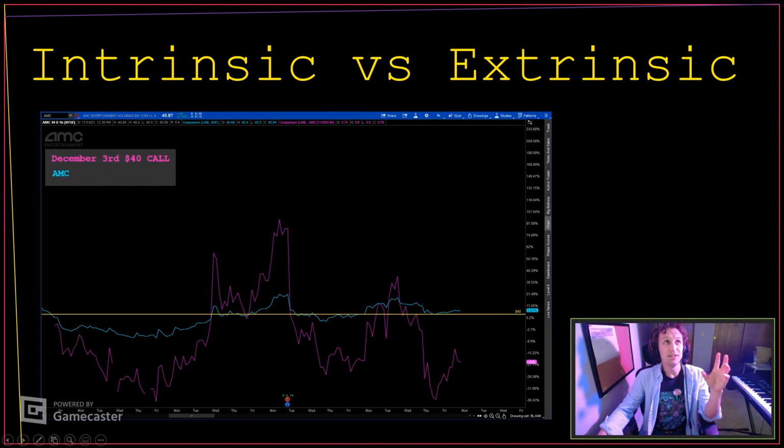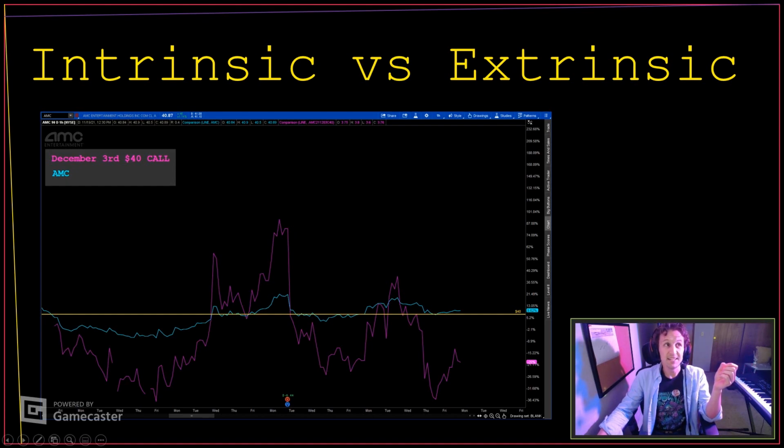Now I have a chart here. This compares the price of AMC to the December 3rd $40 call of AMC. The call is in this purple, and the stock price is in the cyan. And it's actually charted in percentages, because obviously you can't put these two things together on a chart. They just won't line up on the y-axis.